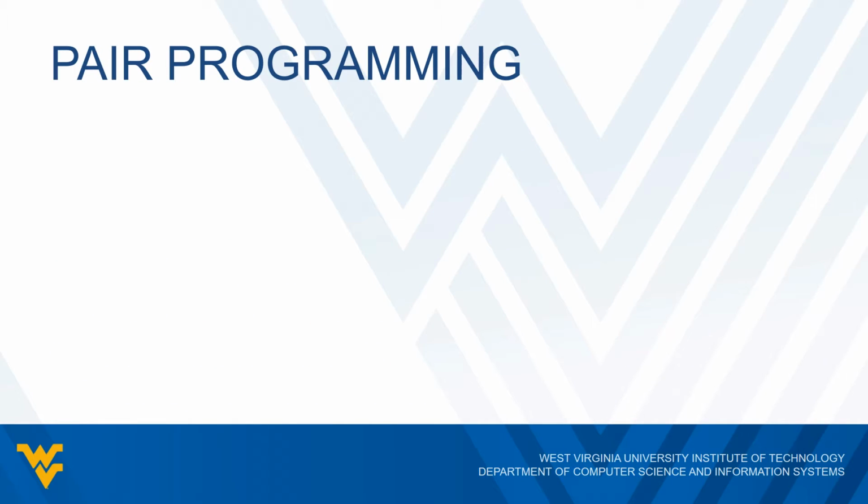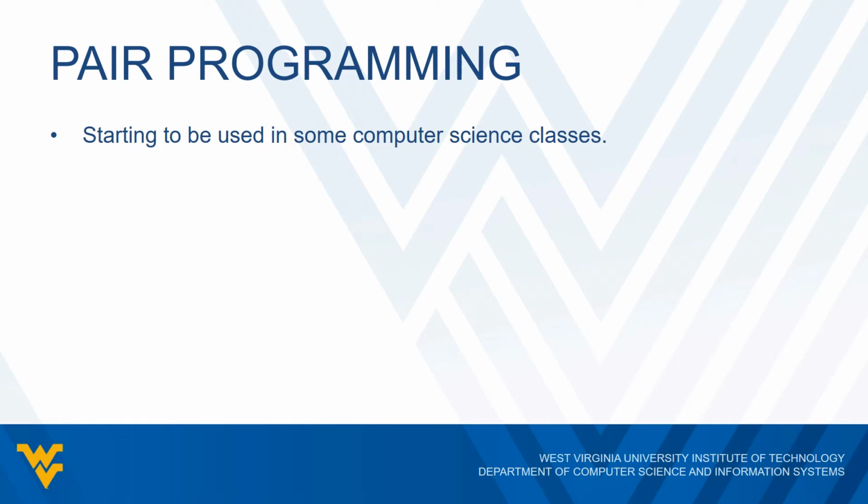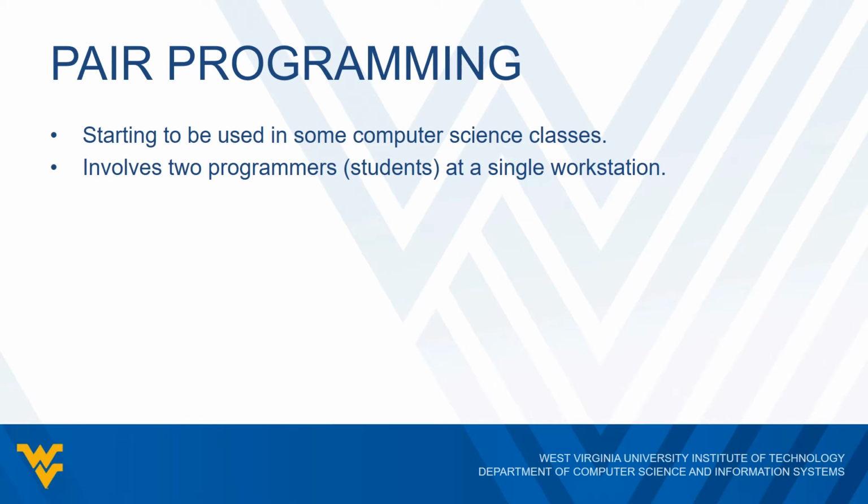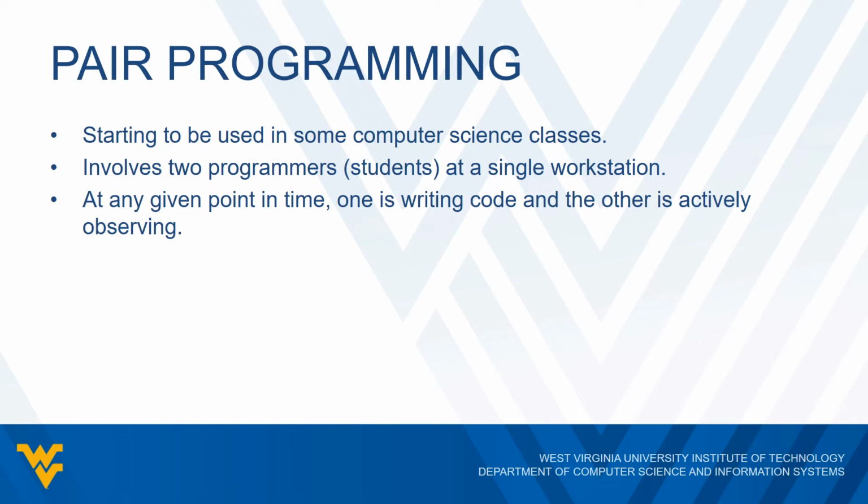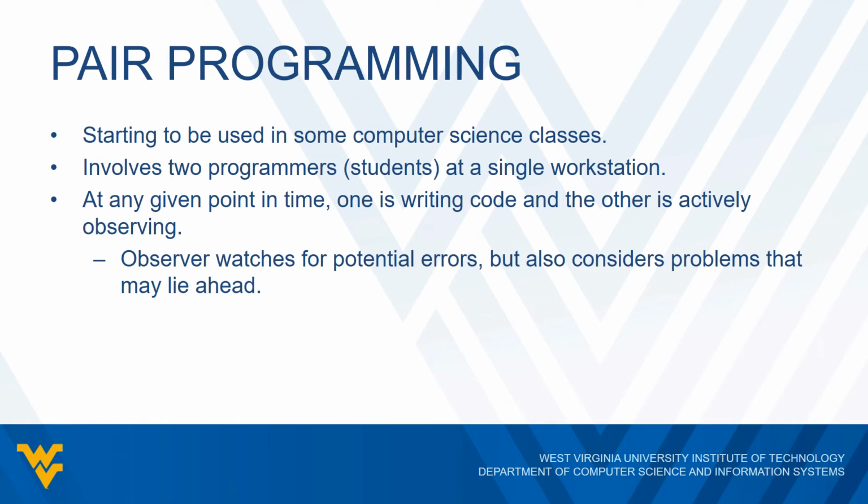Now, there is one aspect of agile software development that's starting to show up in some computer science classes, which is called pair programming. The idea is that we would have two programmers, in this case two students at a single workstation. At any point in time, one student is writing the code, and the other student is actively observing. The observer watches each line of code for possible errors, but is also thinking about the overall approach: what problems may lie ahead, and possibly spotting some improvements that can be made. Then the roles would be switched frequently.